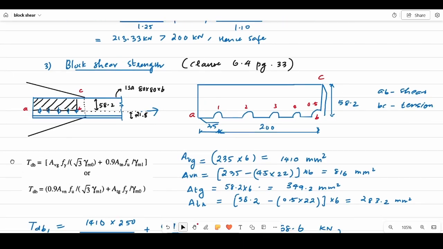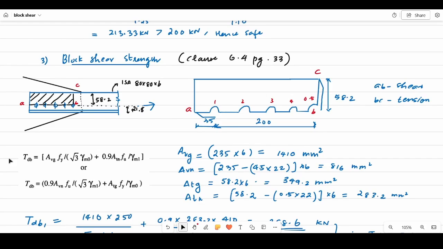So for the gross shear area, anything gross area means we will be considering an area without the bolt holes, and the net area, AVN or ATN, means we are considering the bolt holes. Here we can see there are 5 bolts: 1, 2, 3, 4, and the fifth bolt only half will be acting, the remaining half will be returning back. So we have to take the area in this manner, because this is where the failure occurs and this piece will be getting separated, and this denotes the thickness, 6 mm.